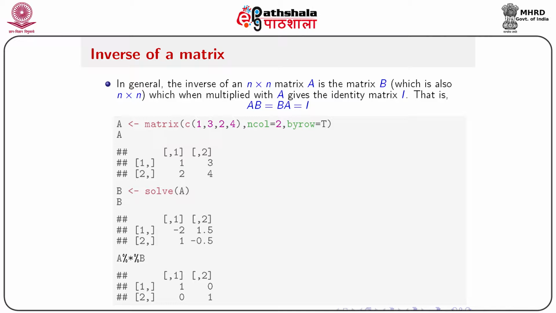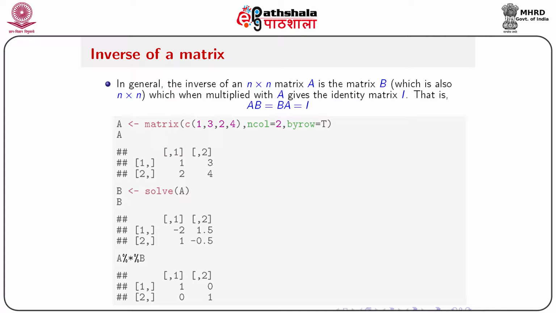So let's assign a matrix, say A, a 2 by 2 matrix, 1, 3, 2, 4, arbitrarily assigned, with number of columns equal to 2, and by row. If you say by row, it will first assign 1, 3 as the first row and 2, 4 as the second row. By default it is column wise, so if you don't pass anything, or by row equals false, then 1, 3 would be one column and 2, 4 another column. As here I mentioned by row equals true, the matrix would have 1, 2 in the first row and 2, 4 in the second row.